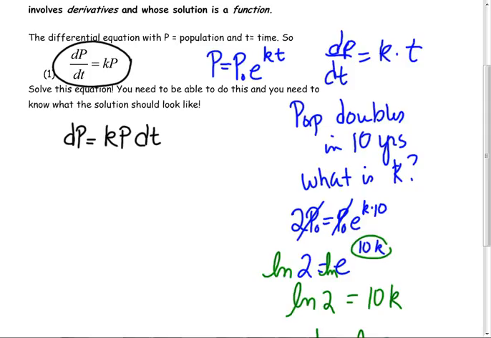Now what do you want to do? Well, that's a good question. Which side? What's the easiest side to leave the k on? Leave it on the t side. You can put it over here, but then I have to worry about the chain rule when I integrate. So why not just divide by P? So dP over P is equal to k dt.